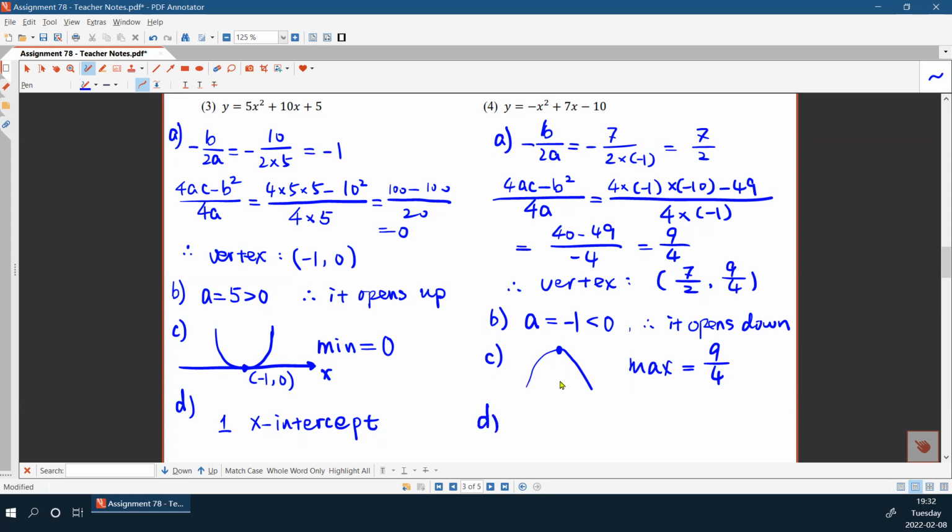And the number of x-intercepts depends on the relative position between the vertex and the x-axis. So the vertex has coordinates of 7/2 and 9/4, right? Which is apparently above the x-axis. If the vertex is above the x-axis and it opens down, that means it must have two intersections between this curve and the x-axis. Therefore, there must be two x-intercepts, right?